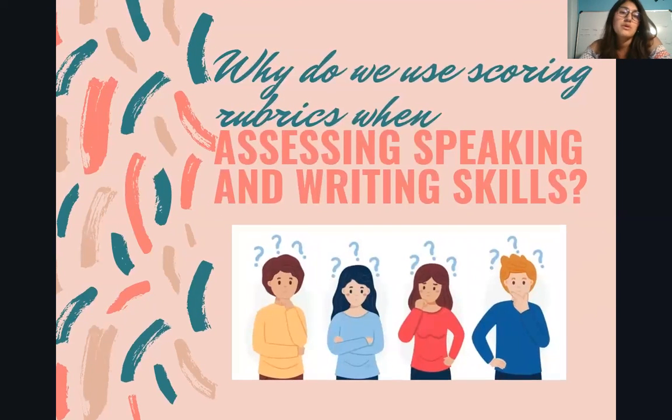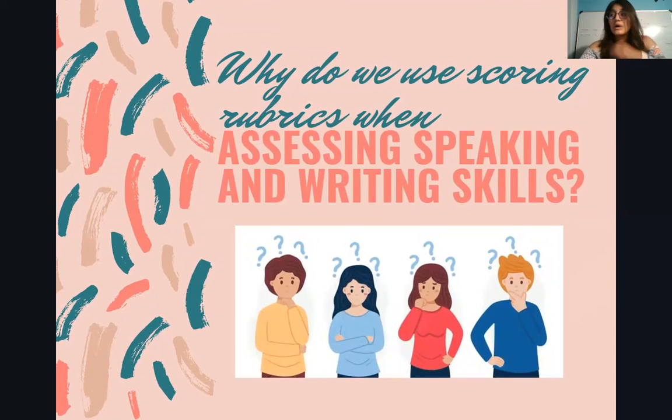So the first question that we are going to answer today is why do we use scoring rubrics when assessing speaking and writing skills? The first thing that we have to know is that rubrics are going to help us to have a closer idea about what are the goals that we have established at the beginning of a class, or maybe the beginning of a course or the academic year. And also they are going to let the students know what they have to focus on according to the level they are, and what they have to reach at the end of a class, or maybe at the end of a lesson.